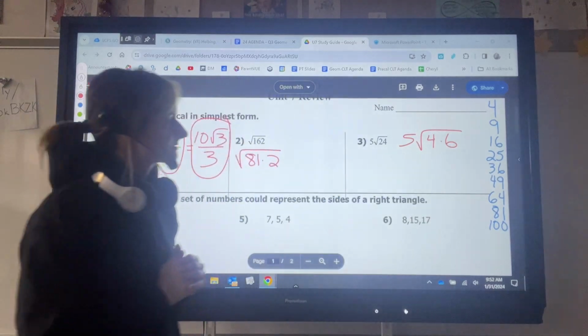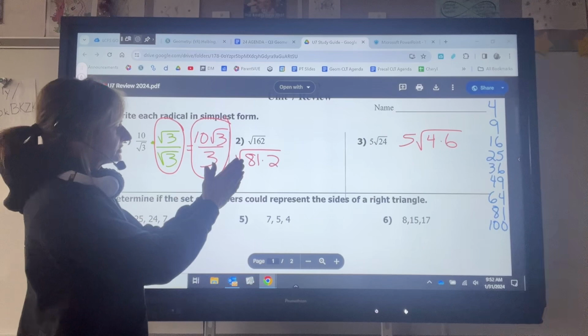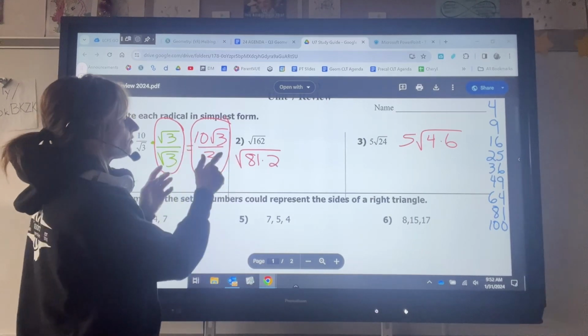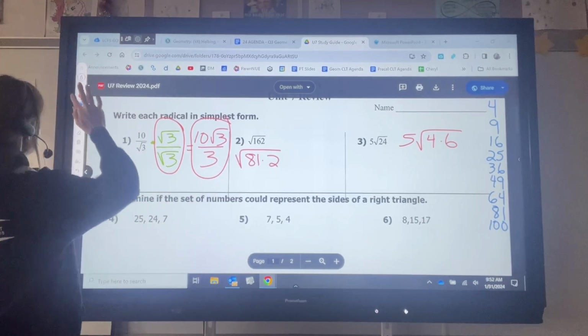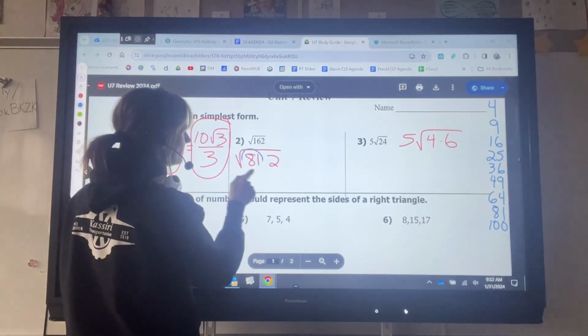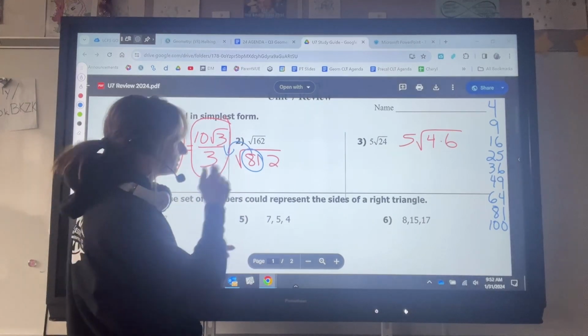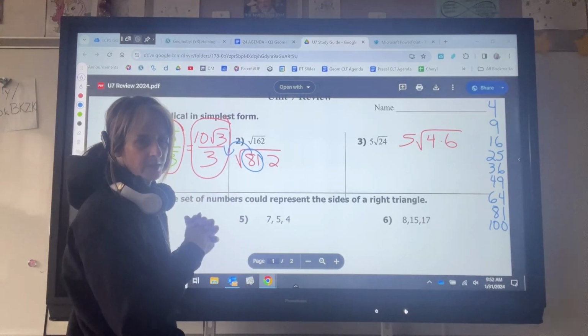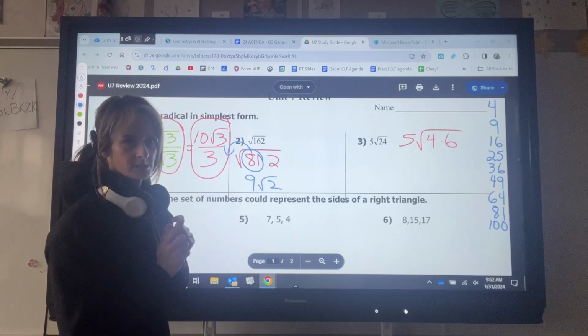4 times 6. The reason I broke up 162 into 81 times 2 is because 81 is a perfect square factor of 162, and now we can find the square root of 81. The square root of 81, when it comes out, is 9. Right, and the 2 still stays under the radical. So this is just going to be 9 root 2. Questions?